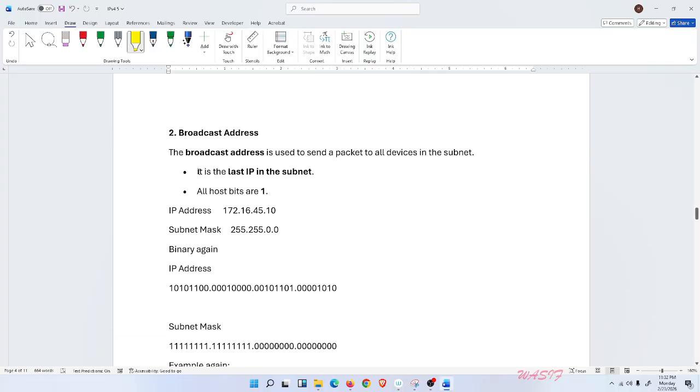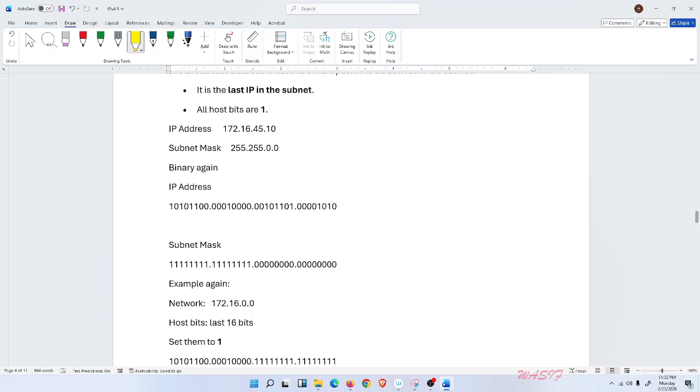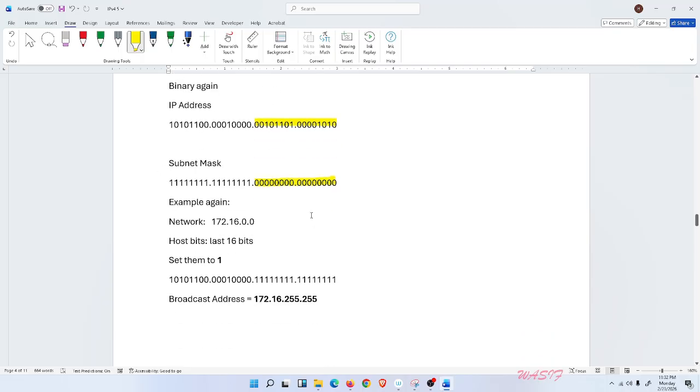Now look at here very carefully. According to the broadcast address, make all host bits ones. Again, this is the host portion, so make all host bits ones. So it is 172.16.255.255. If you do this, you'll find this. So this is the broadcast address for class B. Basically, in class B, 2 octets will be impacted.